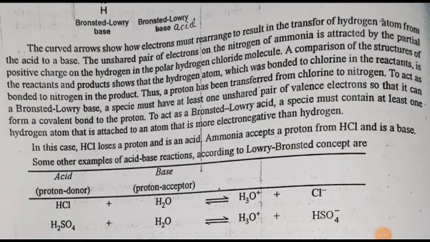Thus, a proton has been transferred from chlorine to nitrogen. To act as a Bronsted-Lowry base, a species must have at least one unshared pair of valence electrons so that it can form a covalent bond to the proton. To act as a Bronsted-Lowry acid, a species must contain at least one hydrogen atom that is attached to an atom that is more electronegative than hydrogen. In this case, HCl loses a proton and is an acid. Ammonia accepts a proton from HCl and is a base.